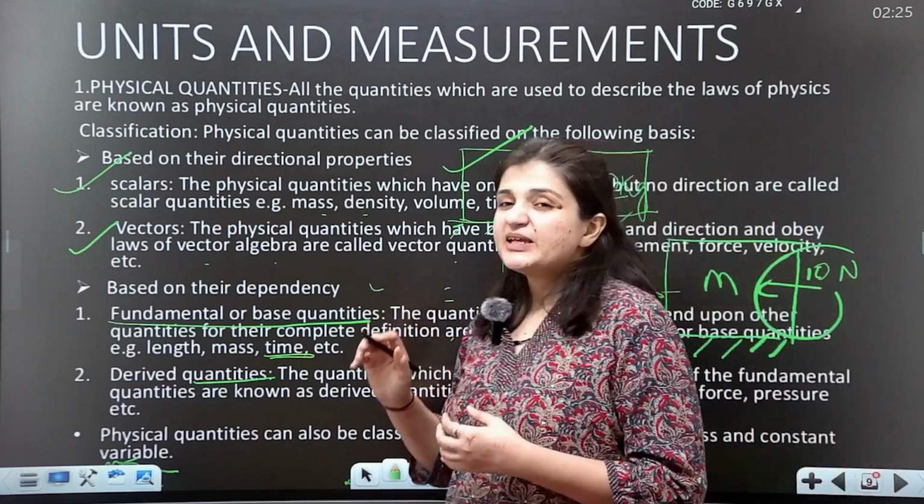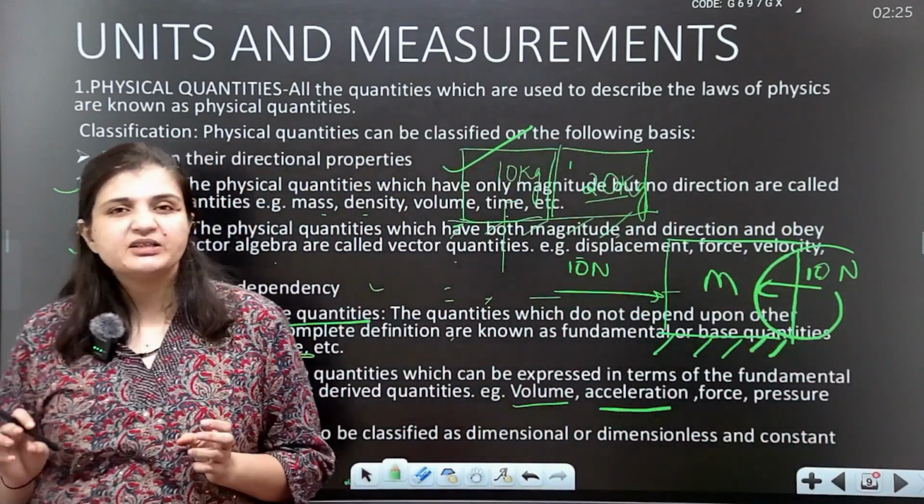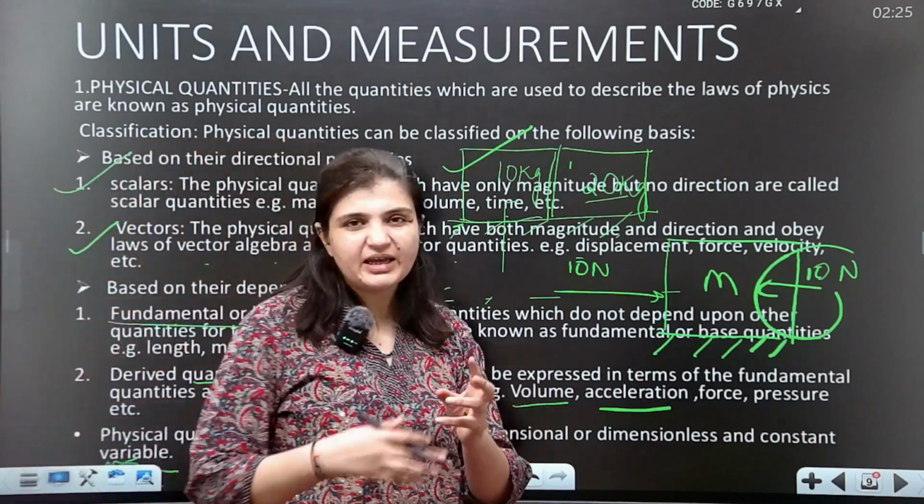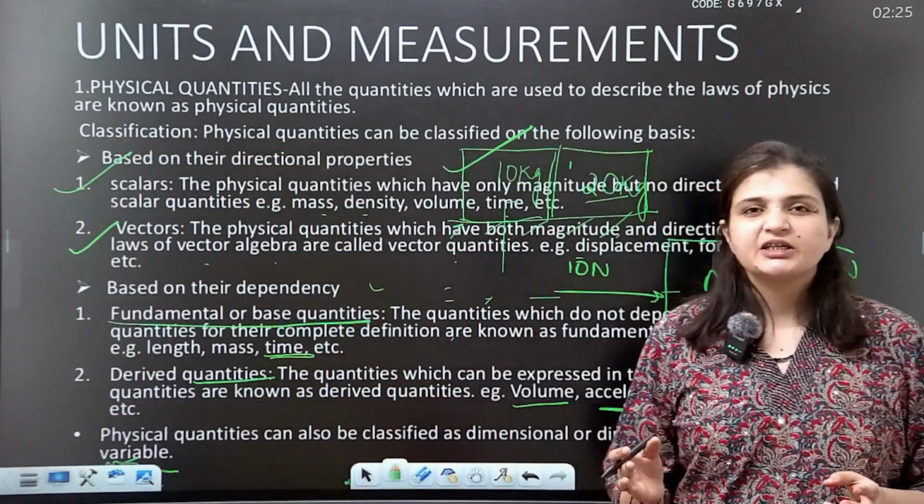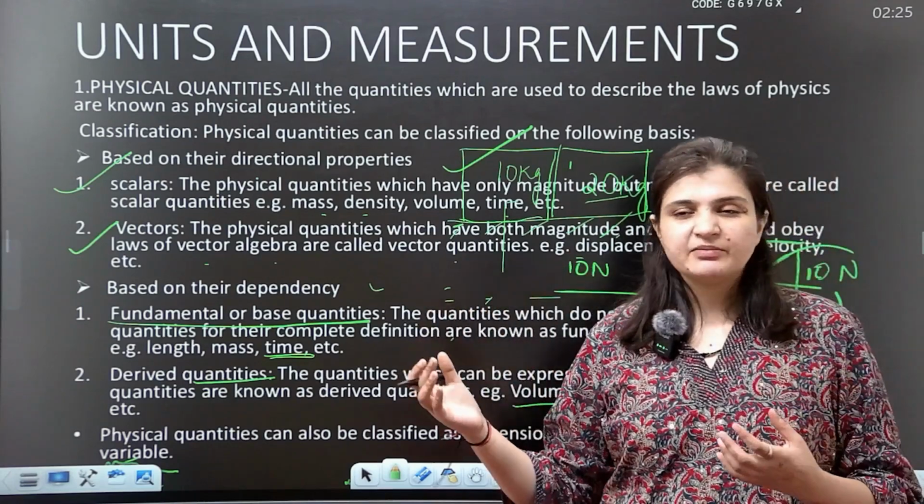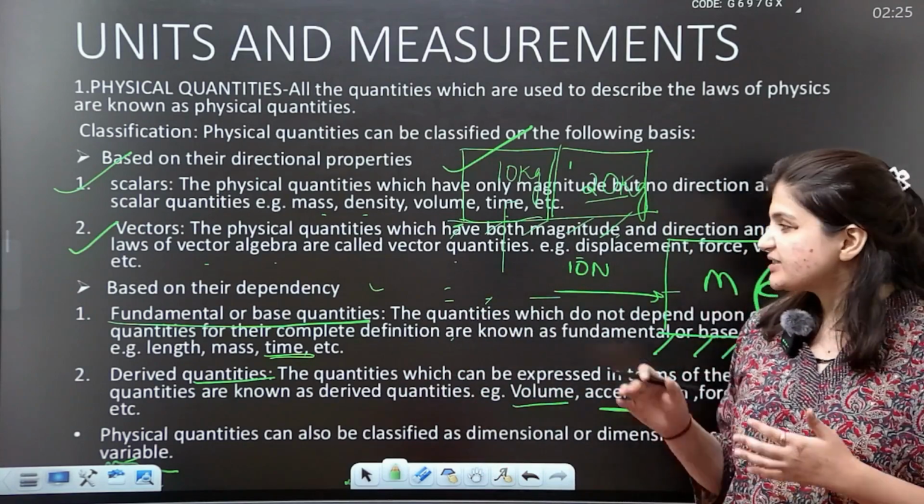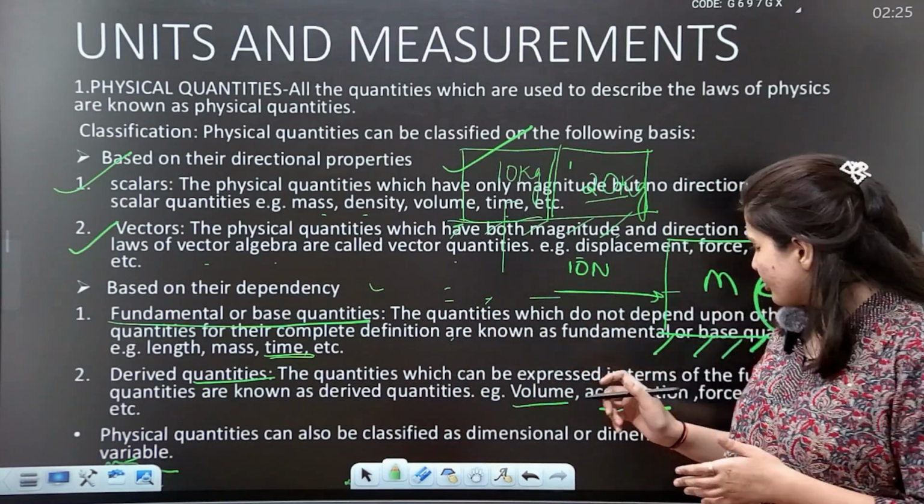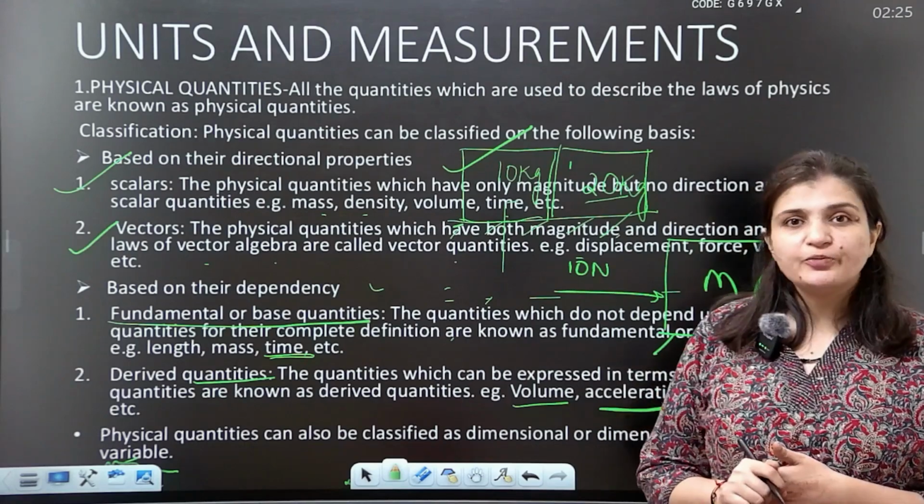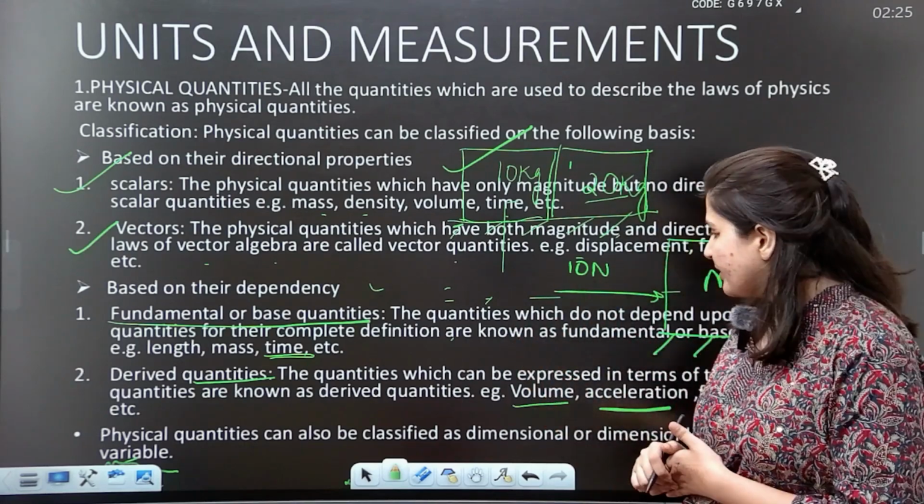Now, based on the dependency, we have the fundamental basic units which are not dependent on any other quantities, like mass, length, time, and derived quantities which are dependent on base quantities, like force, pressure, volume. These are dependent on fundamental quantities.